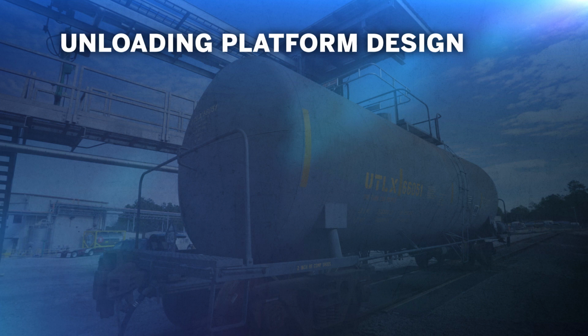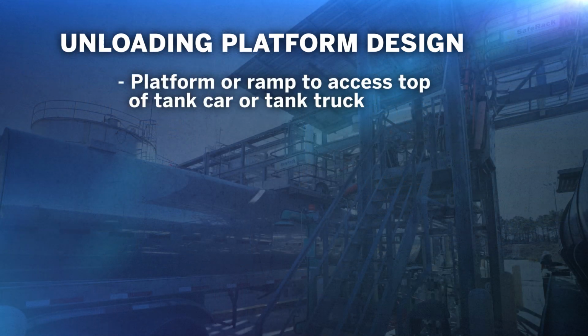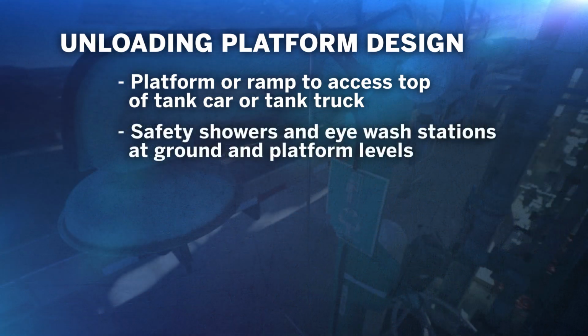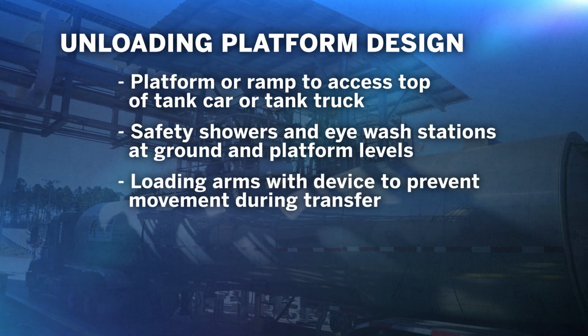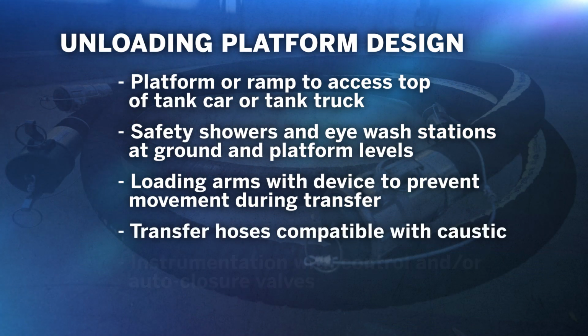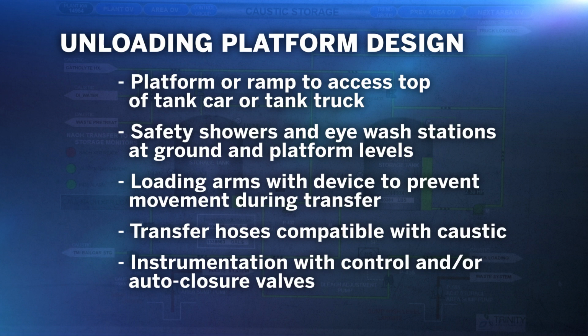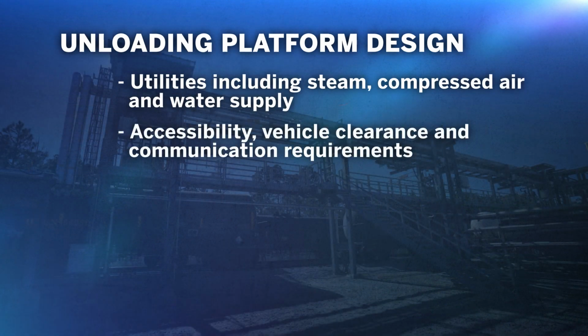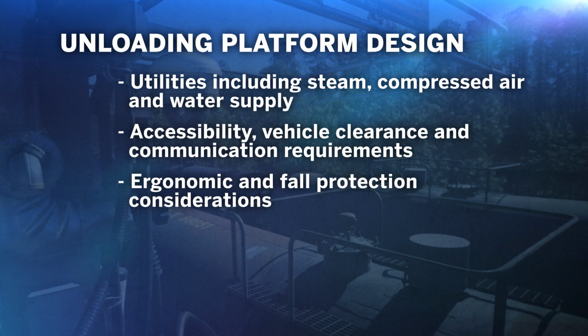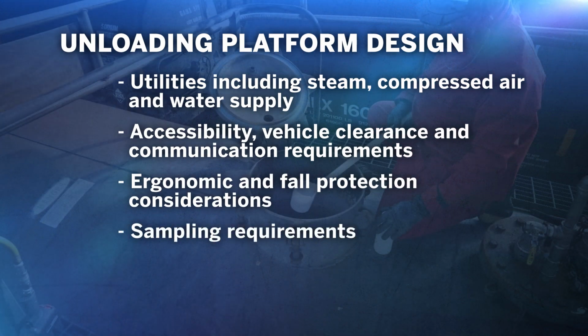Caustic loading or unloading facility design should consider the need for the following equipment: a platform or ramp to access the top of the tank car or tank truck, safety showers and eye wash protection located at ground and platform levels, loading arms with a device to prevent movement during transfer, transfer hoses compatible with caustic, level, temperature, and flow instrumentation with control and/or auto closure valves, utilities including steam, compressed air, and water supply, accessibility, vehicle clearance and communication requirements, ergonomic and fall protection considerations, and sampling requirements.